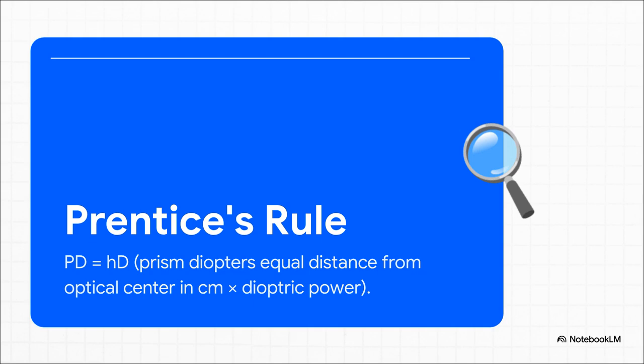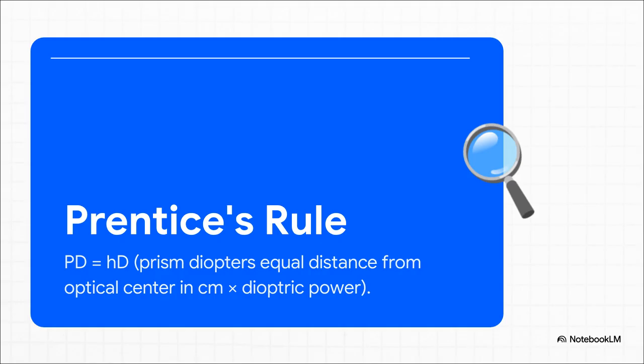Listen, you absolutely, unequivocally must know Prentice's rule inside and out. It dictates that looking away from the optical center of any lens fundamentally induces a prismatic effect. The formula is beautifully simple. PD equals H times D. Prism diopters equals the distance from the optical center multiplied by the dioptric power of the lens.